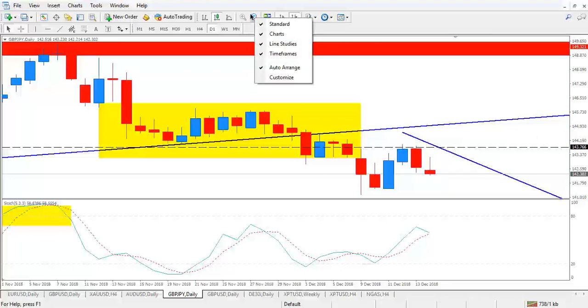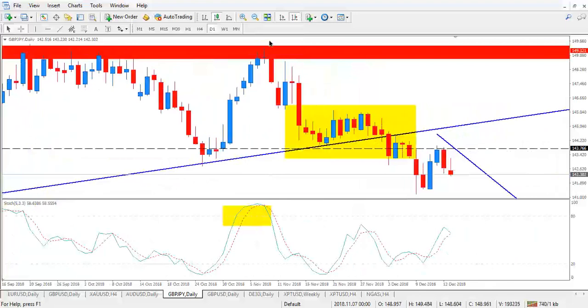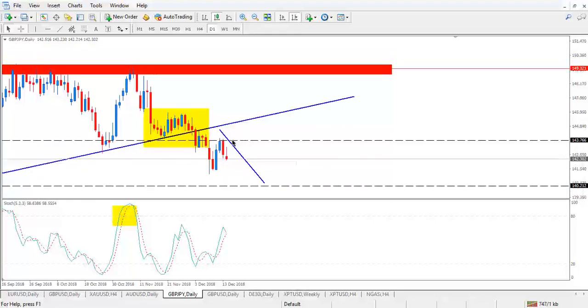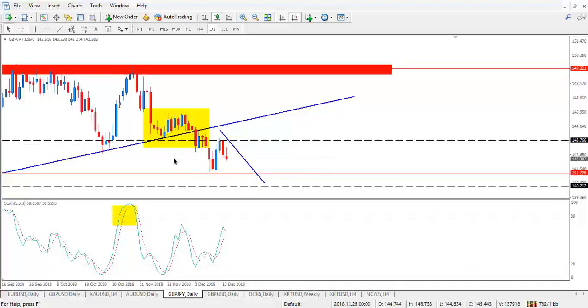Let me zoom out like this. This simply means the price might continue going down. Our very first target is this low here, 141.25. If it is broken, the price might continue going down to reach 140.21. So this is how it's going to work.